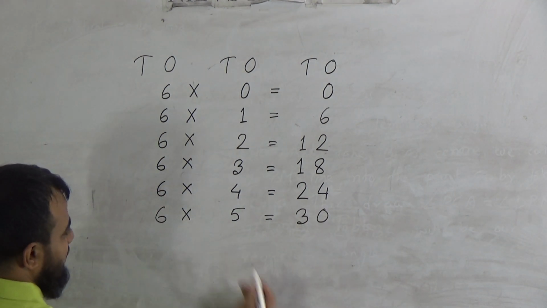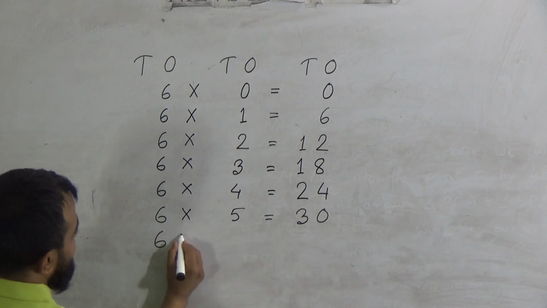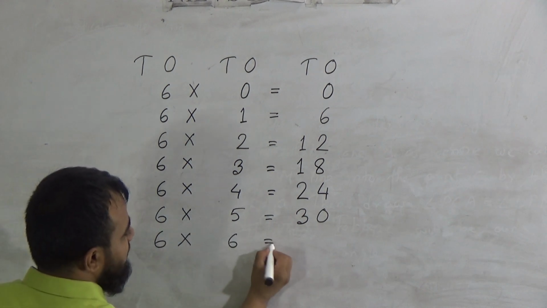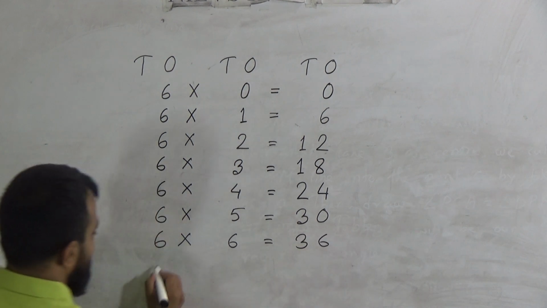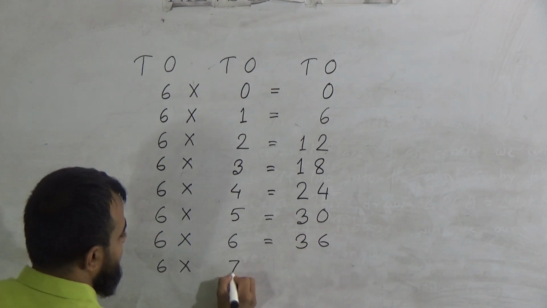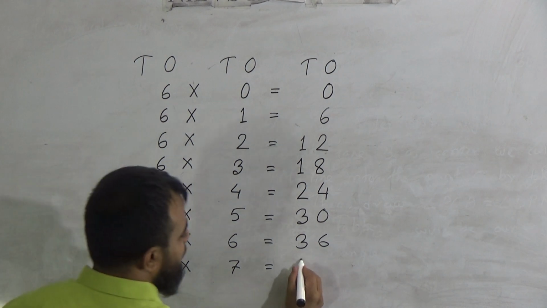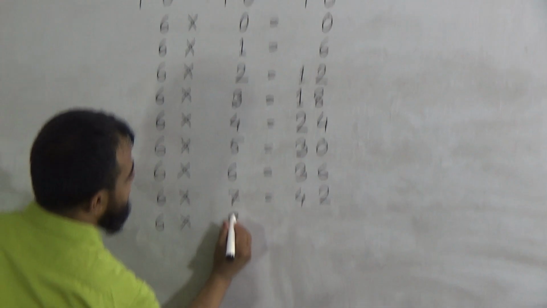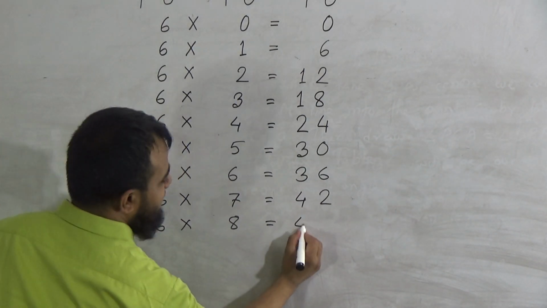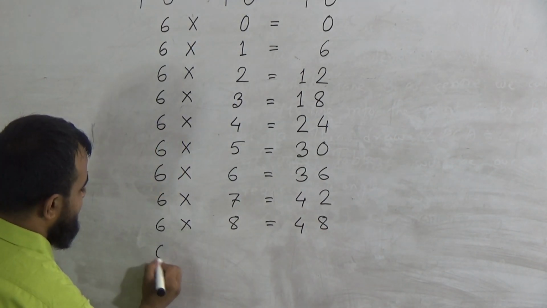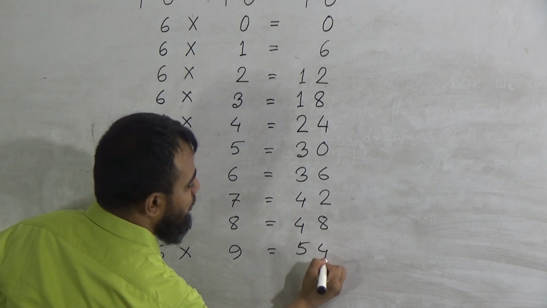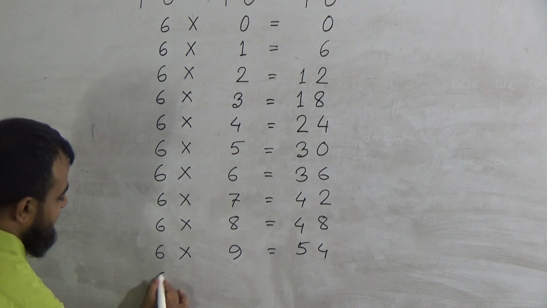Okay, like this we can write down all the multiplication numbers. That means the times table of 6. 6 sixes are 36. Then 6 sevens are how much? 6 sevens are 42. Then 6 eights are how much? 6 eights are 48. 6 nines are how much? 6 nines are 54. And the last one is 6 tens are.